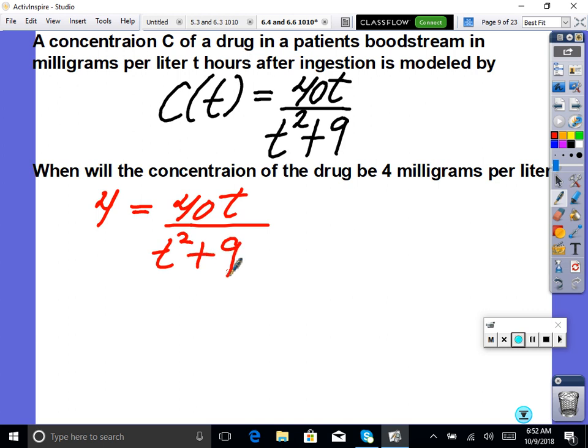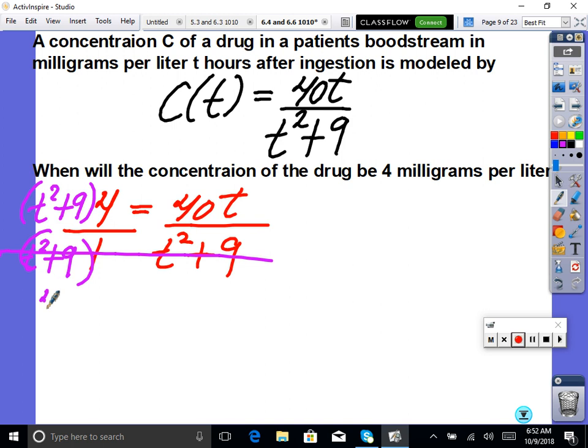Now how do we solve? Get a common denominator. So this is over 1. So then you'd multiply by t squared plus 9. You need parentheses since it has two terms: (t squared plus 9). Then can't ignore the denominator. So then you would distribute. You'd have 4t squared plus 36 equals 40t.